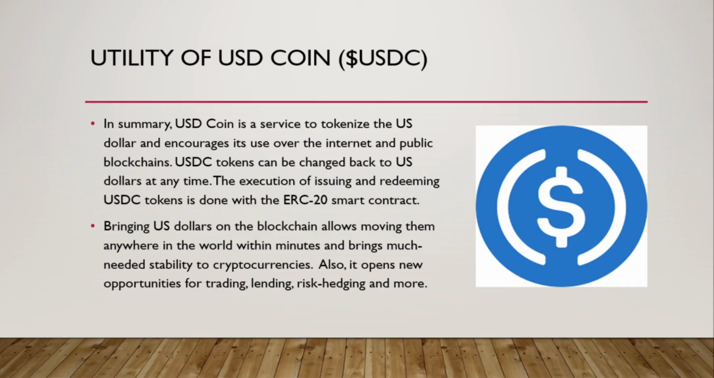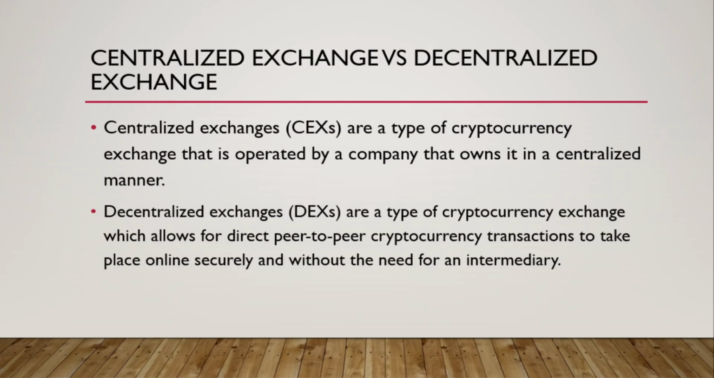In summary, USD coin is a service to tokenize the US dollar, and it encourages its use over the internet and public blockchains. USDC tokens can be changed back to US dollars at any time. The execution of issuing and redeeming USDC tokens is done with the ERC20 smart contract. Bringing US dollars on the blockchain allows moving them anywhere in the world within minutes and brings much needed stability to cryptocurrencies. Also, it opens new opportunities for trading, lending, risk hedging, and more.